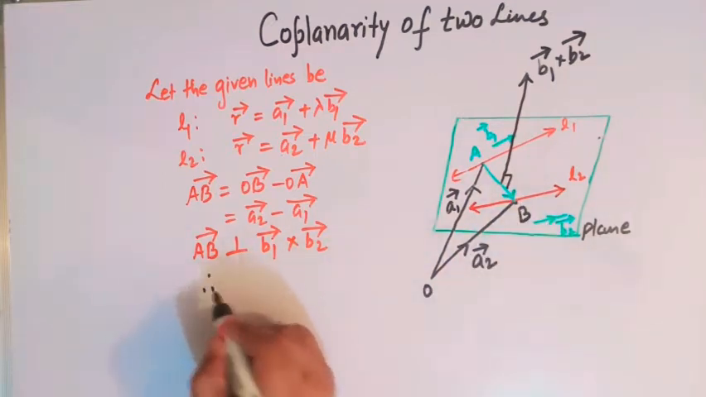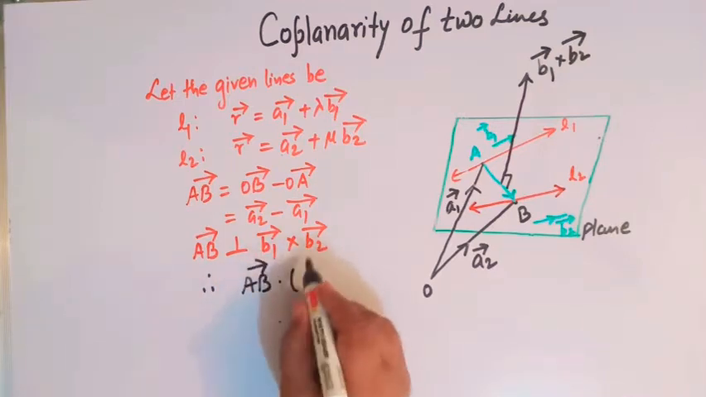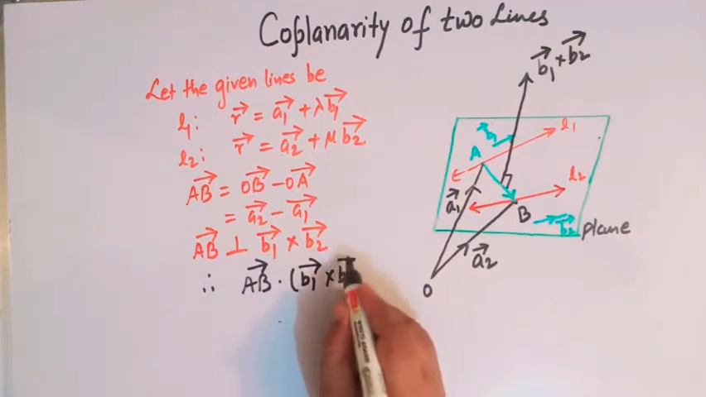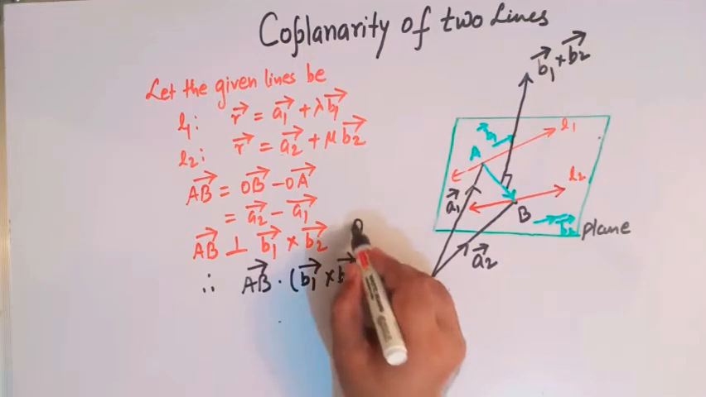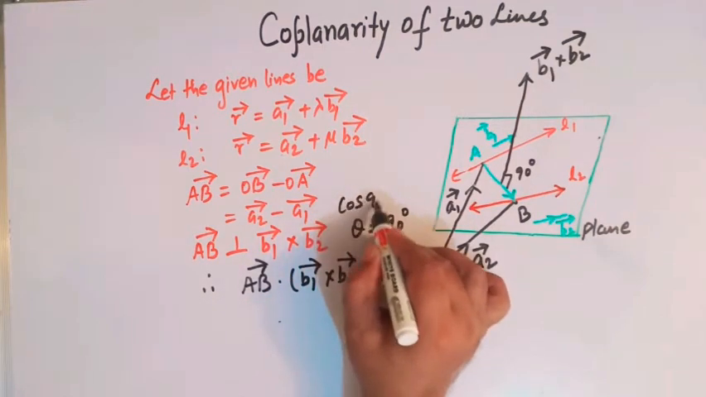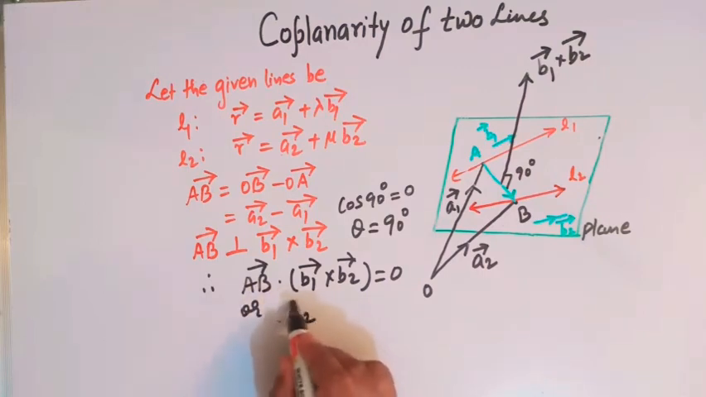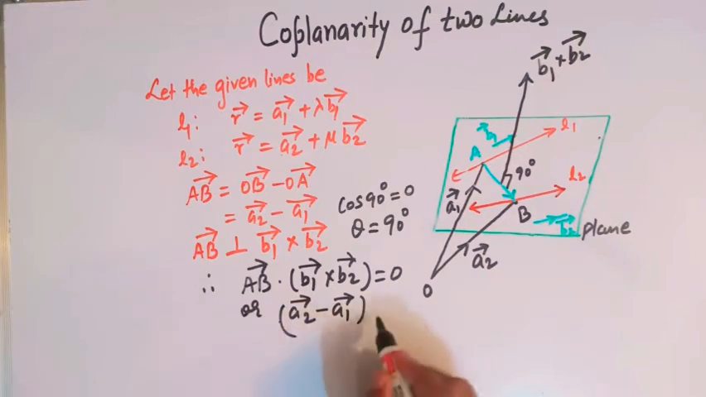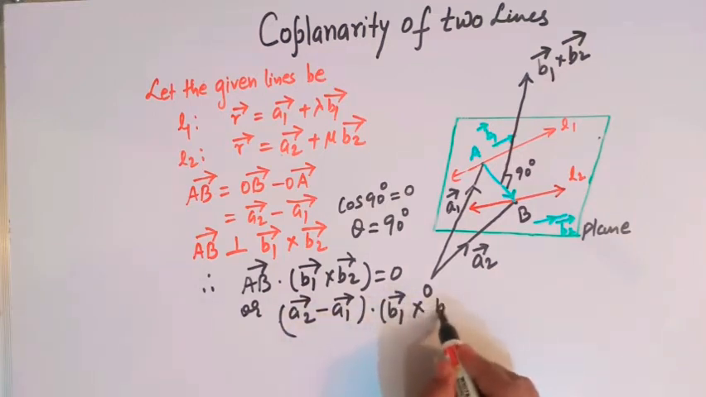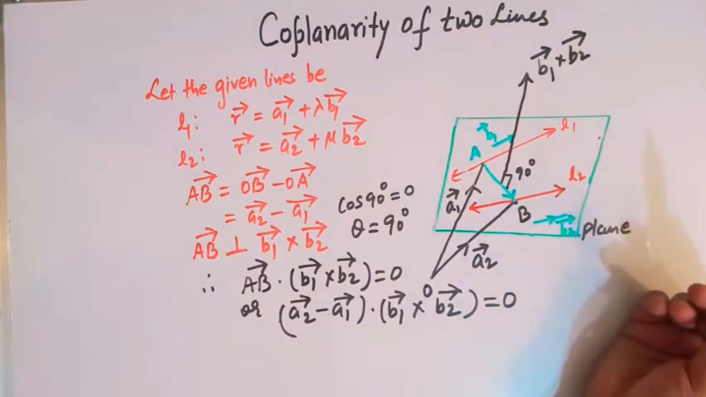Therefore the dot product of vector AB and this vector b1 cross b2 should be equal to 0, because the angle theta is 90 degrees, and cos 90 degrees is equal to 0, right? So vector AB dot b1 cross b2 is equal to 0, or in other words, vector a2 minus vector a1 dot b1 cross b2 is equal to 0. So this is the condition for two lines to be coplanar, right?